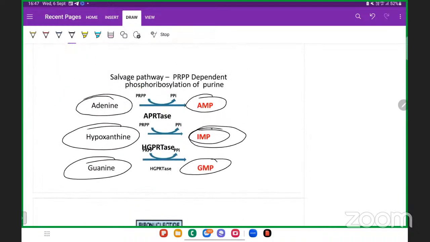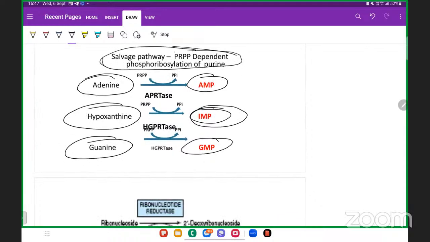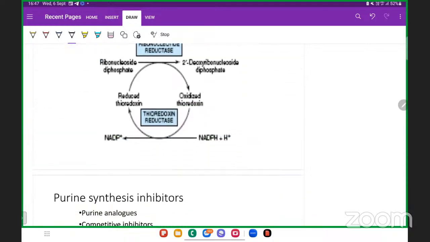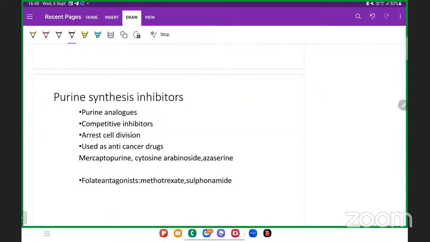So your PRPP-dependent phosphoribosylation of purine, well, this is your salvage pathway. You need to understand this salvage pathway. Now, what you need to understand are the inhibitors of this purine synthesis.